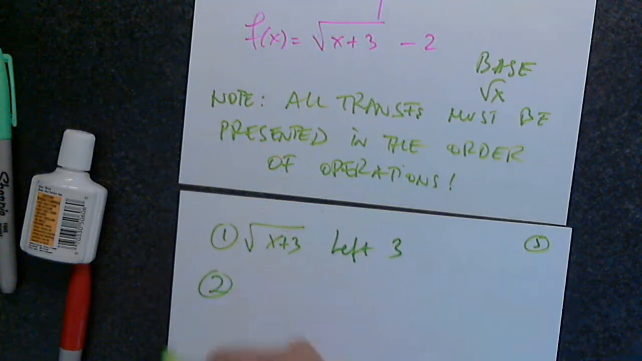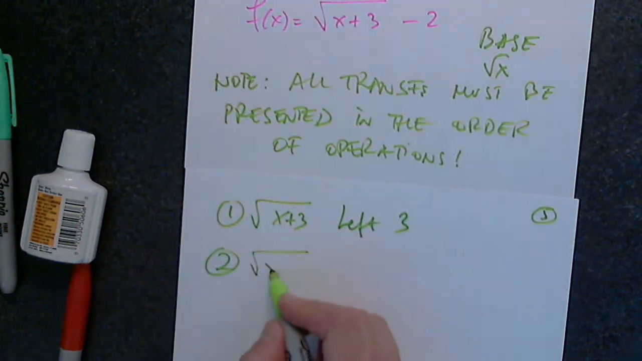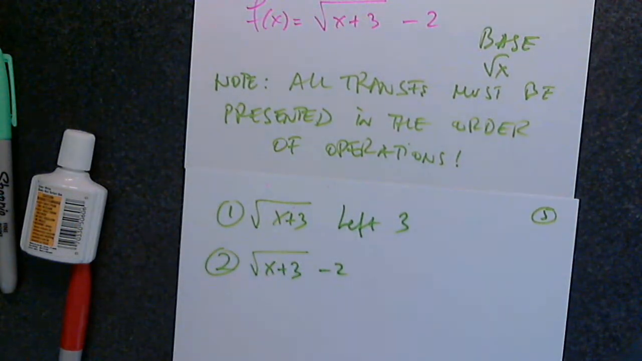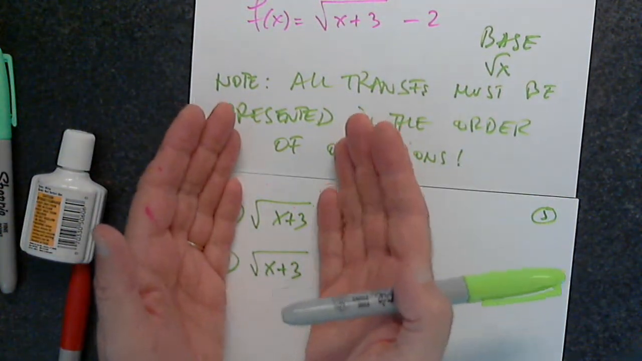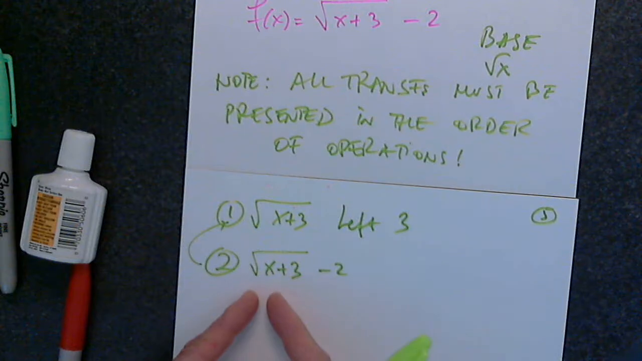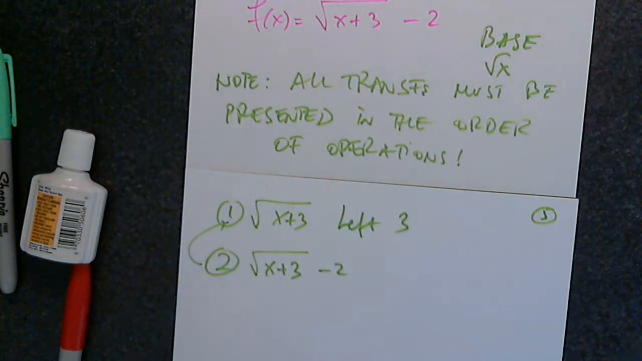Left 3. Transformation number 2, which is the square root of x plus 3 minus 2, is a transformation on function 1. It's no longer on the base function. We're done with the base function. It's gone. So which transformation will I apply? First of all, I have to identify this doesn't change. This change does not touch x. It's completely outside. So what does that mean? Down 2, indeed.